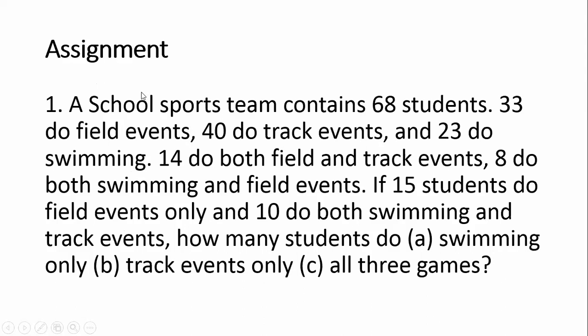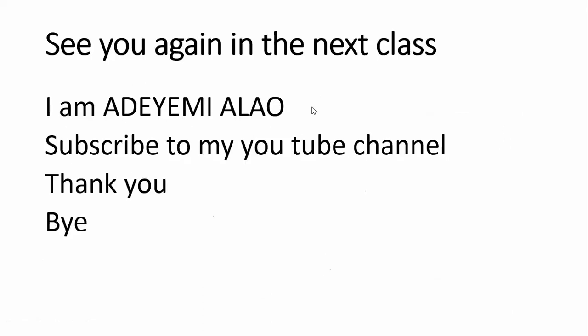Now, you have this as your own classwork and assignment. The school sports team contains 68 students, 33 do field events, 40 do track events, and 32 do swimming, 14 do both field and track events, 8 do both swimming and field events, 15 students do field events only, and 10 do both swimming and track events. How many students do: A, swimming only, B, track events only, C, all the three?